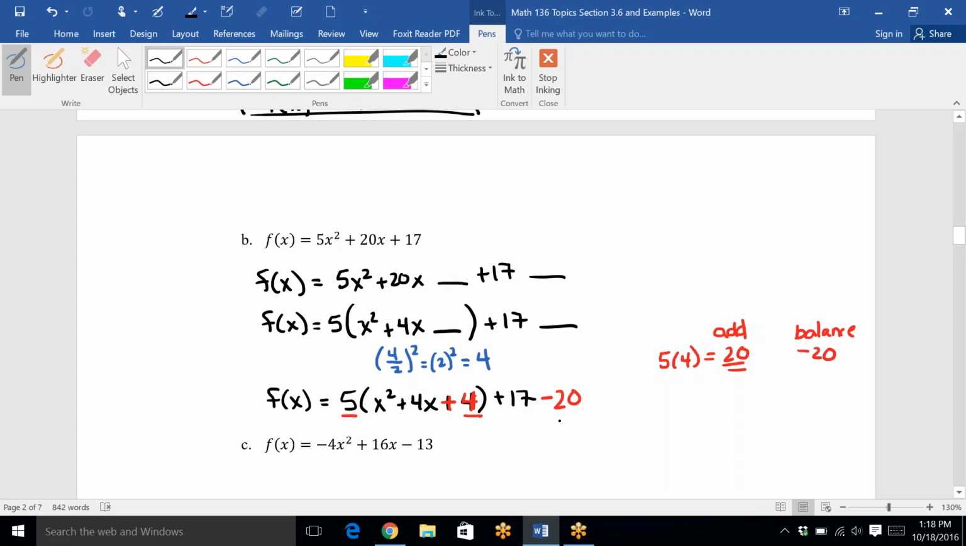Okay, so then to finish this one out, we would have f of x equals 5 parentheses. Remember, this factors nicely into x plus 2 times x plus 2. So that's x plus 2 squared. 17 minus 20 is negative 3. So this vertex, if I needed to state the vertex, would be opposite of the sign you see inside. So that'd be negative 2, exactly the sign you see for the k. So it'd be negative 3.